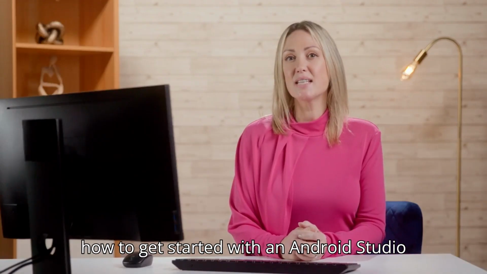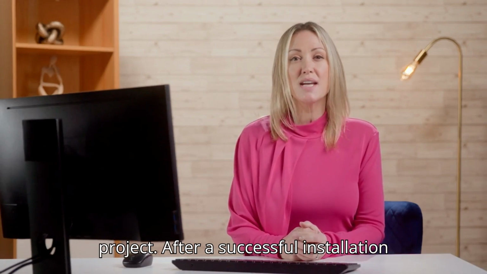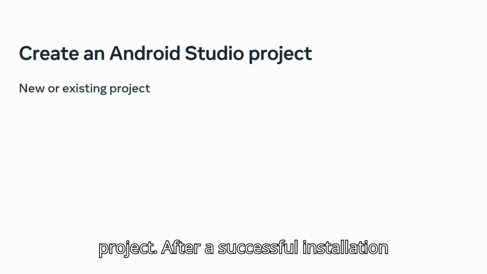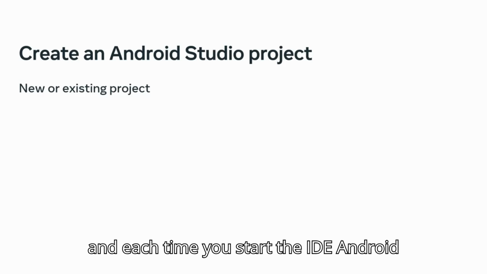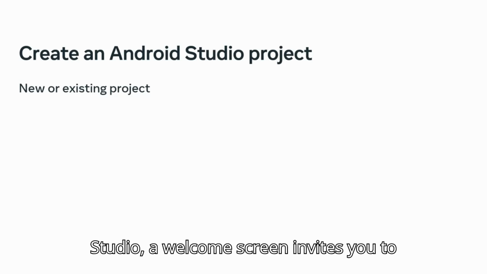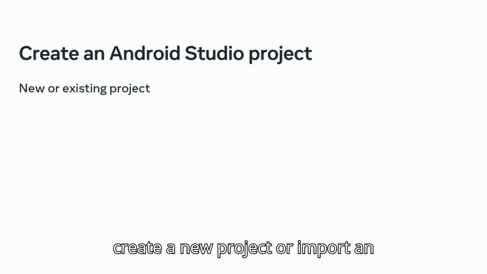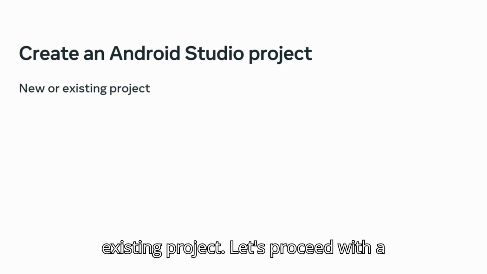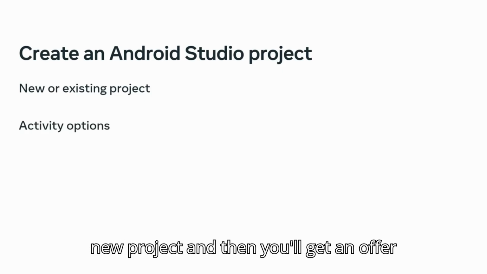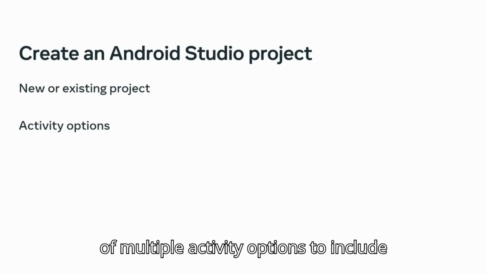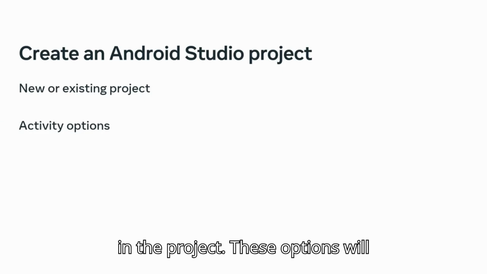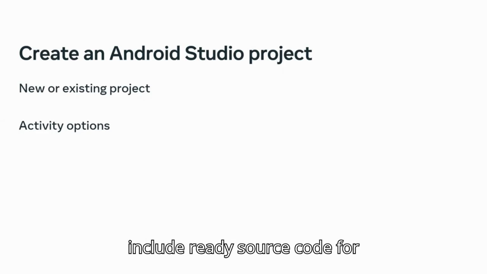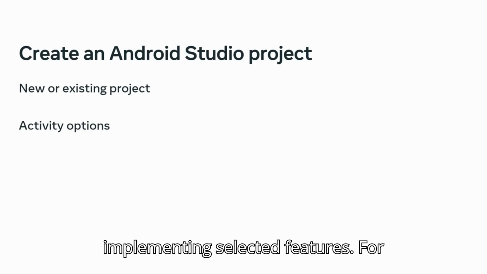Now let's check how to get started with an Android Studio project. After a successful installation and each time you start the IDE Android Studio, a welcome screen invites you to create a new project or import an existing project. Let's proceed with a new project, and then you will get an offer of multiple activity options to include in the project. These options will include ready source code for implementing selected features.